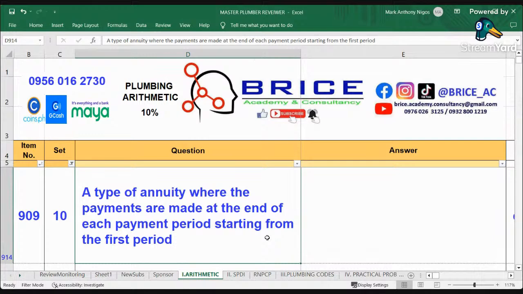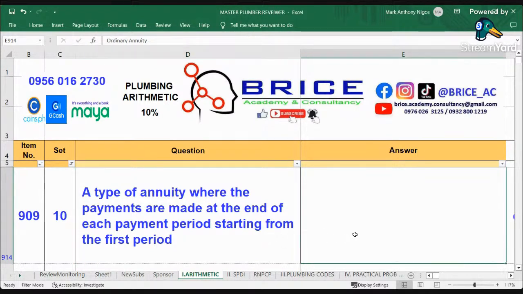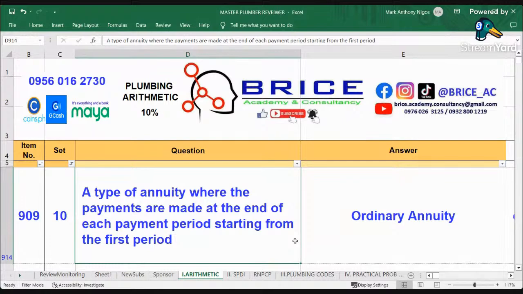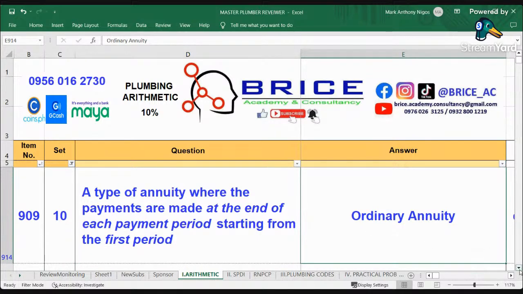909. Type of annuity where the payments are made at the end of each payment period, starting from the first period. The answer is ordinary annuity. May ordinary annuity tayo, meron pa ibang klaseng annuity. Paka-review na lang sa previous video natin. A type of annuity where the payments are made at the end of each payment period, starting from the first period. Answer is ordinary annuity.